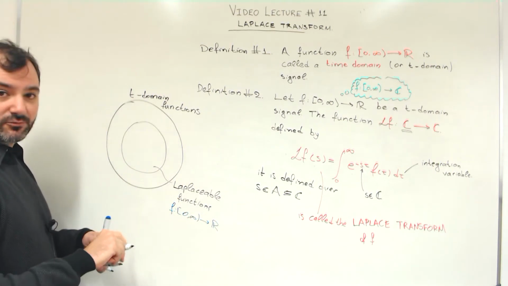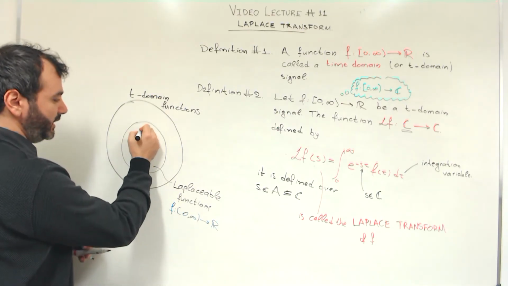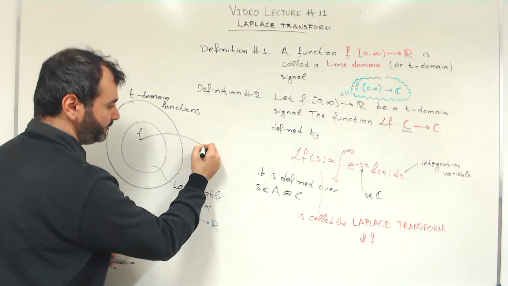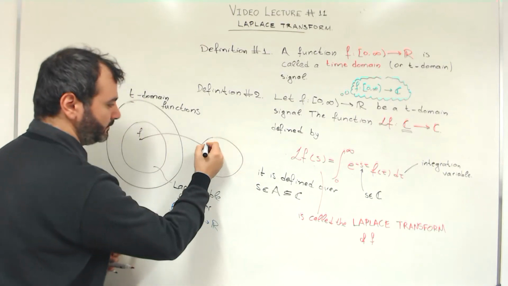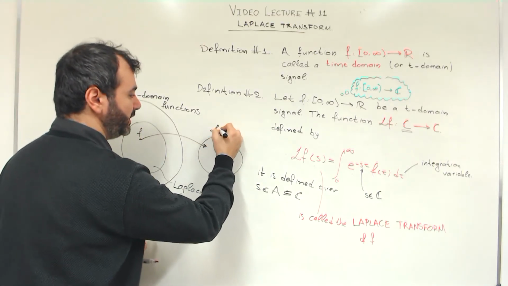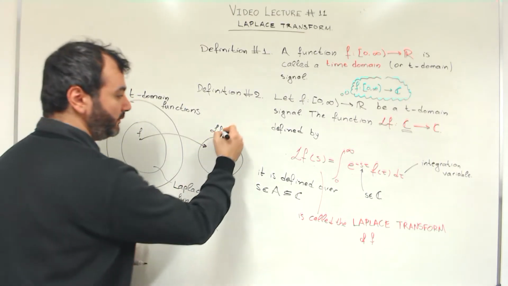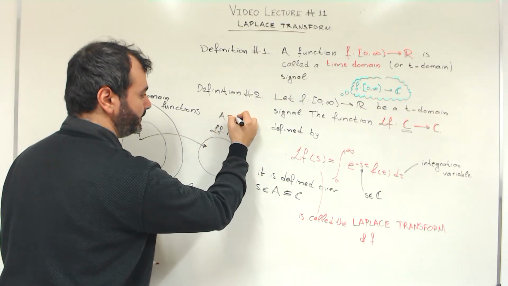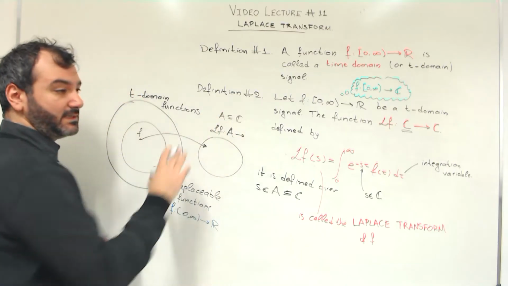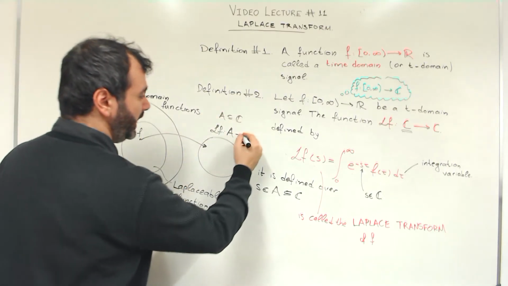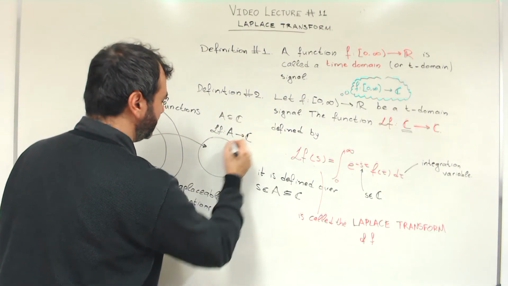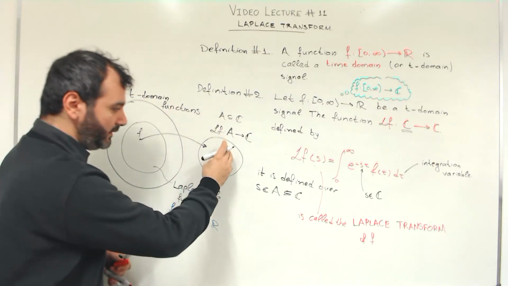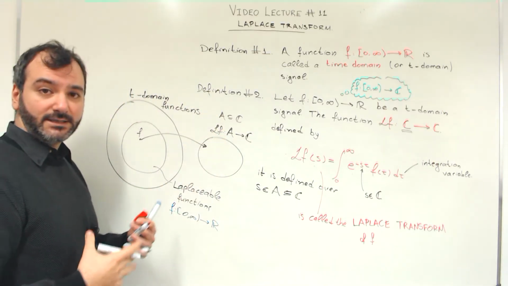Now the Laplace transform takes such a function f and returns a function L calligraphic of f, which has a domain A. A is a set of some complex numbers and returns a complex number. So given a function, the Laplace transform provides another function.